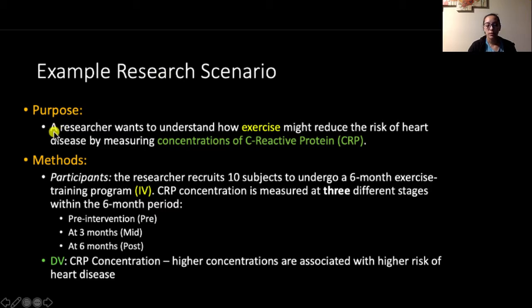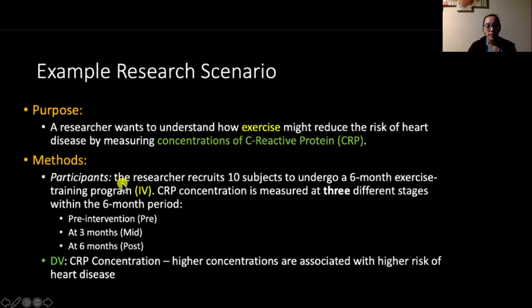So the purpose of the research was defined as that a researcher wants to understand how exercise might reduce the risk of heart disease by measuring concentrations of C-reactive protein, or CRP, as we will be referring to it in the rest of the video. So in here I have highlighted exercise, which is our independent variable, in yellow, and then our dependent variable in green, which is concentrations of C-reactive protein, since that's what we are measuring.